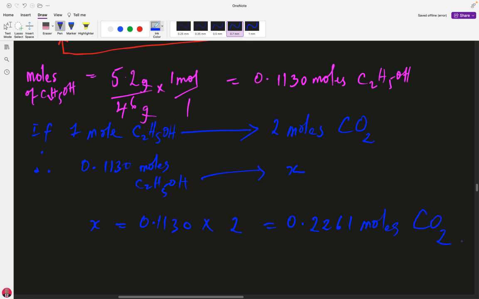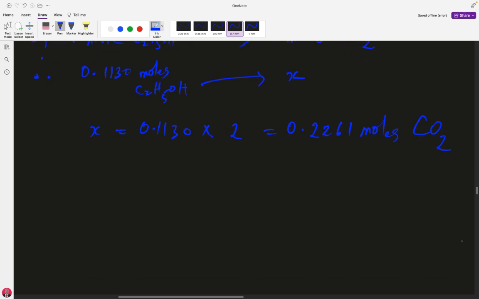But now, remember that I told you in a previous video that at standard temperature and pressure, any gas occupies a volume of 22.4 dm cube. But at room temperature and pressure, 1 mole of any gas will occupy a volume of 24,000 cubic centimeters or 24 dm cube. This is the number of moles we have got for carbon dioxide.